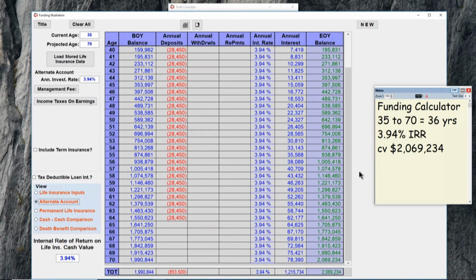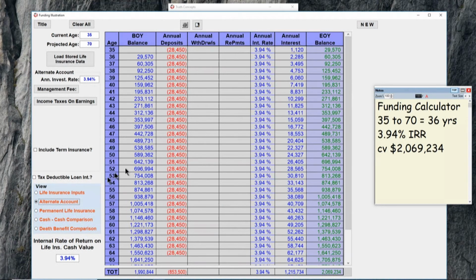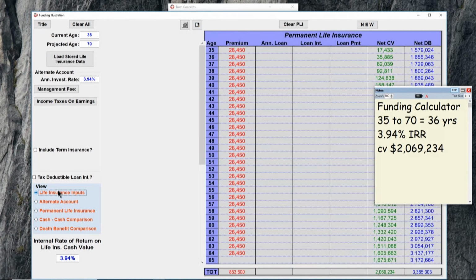So the reason I caution you about using that is the client's not going to see it the way it really is in most situations. Does that make sense? All right. So let's go back to the life insurance inputs. We see our 3.94%.